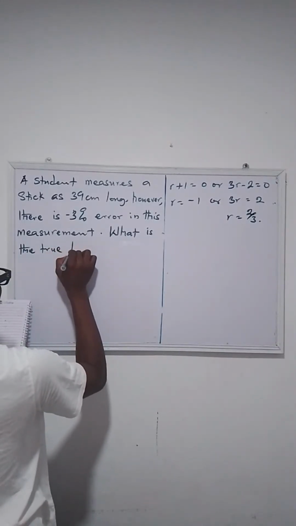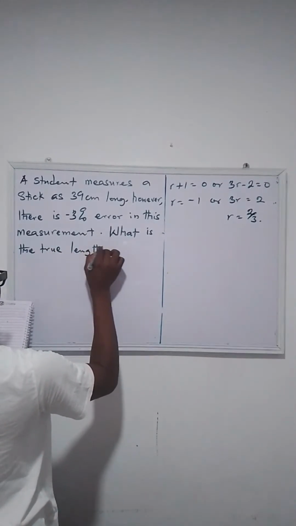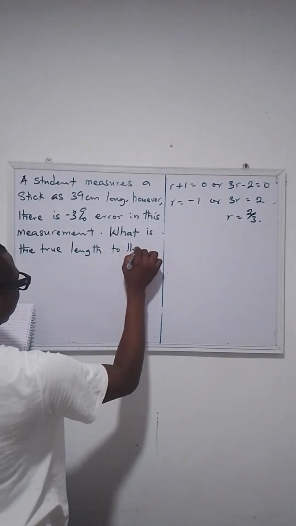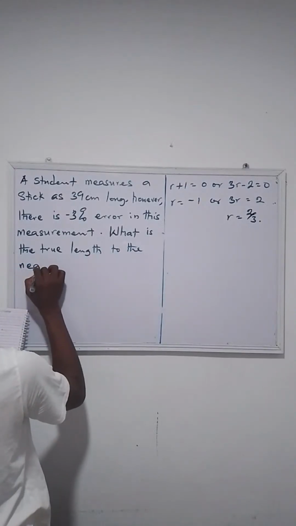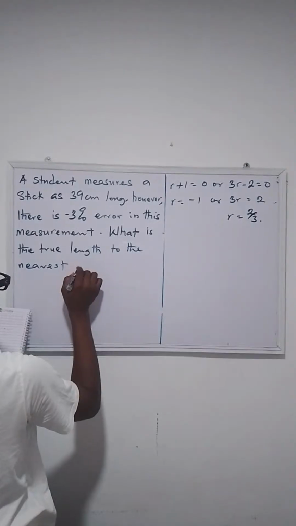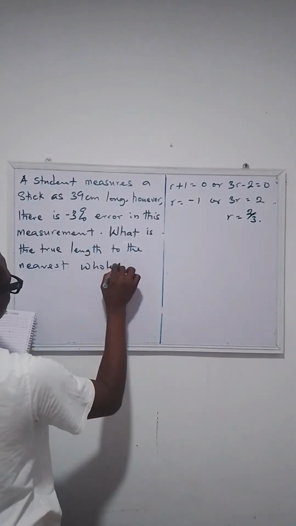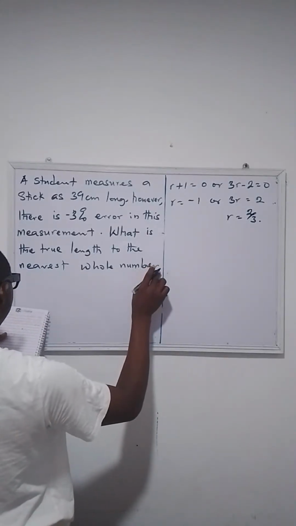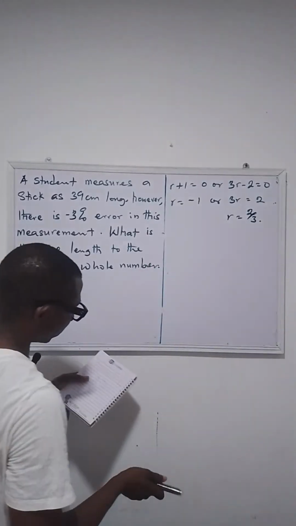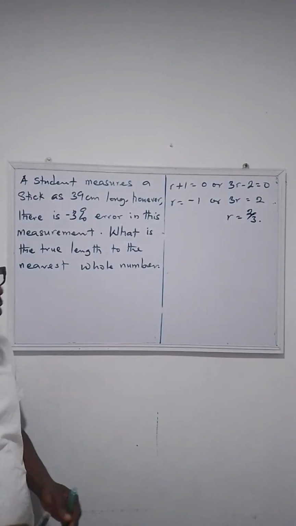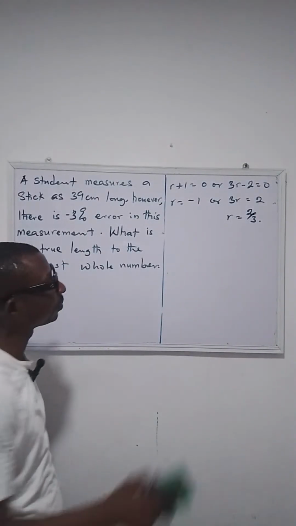What is the true length? The true length to the nearest whole number. All right, so that is the question. So how do we solve this problem?